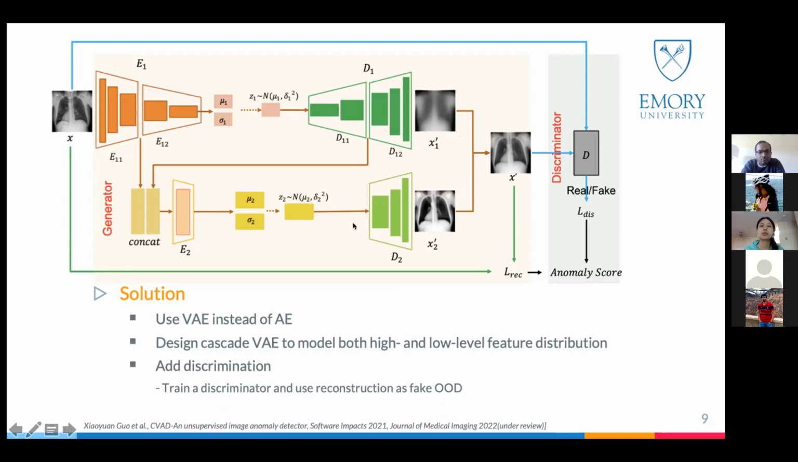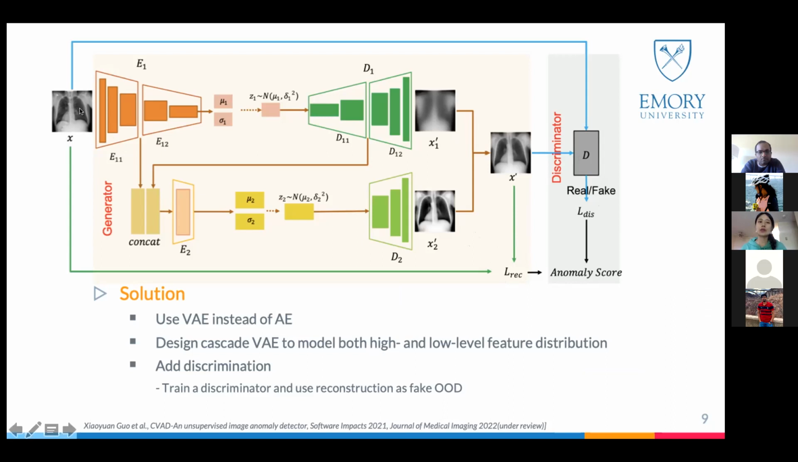S is the original input and S prime is the output reconstructed one. We treat the reconstructed one as the fake out-of-distribution data. It's kind of like a GAN model, but we don't train the generator and the discriminator at the same time, because with the variational autoencoder we may have some instability if we train them together. That's why we train them separately. Then with this reconstruction loss and the discrimination loss, we finally get our anomaly score.